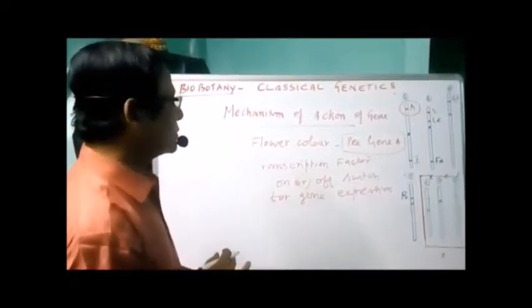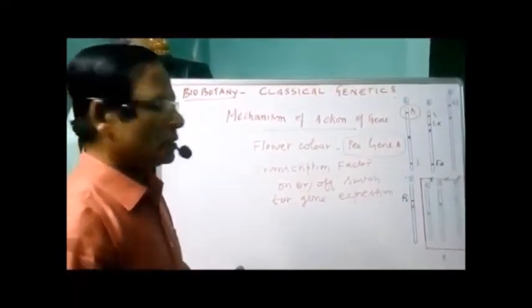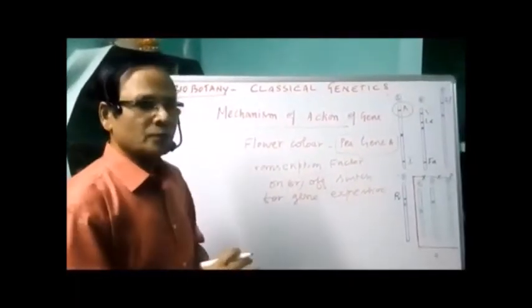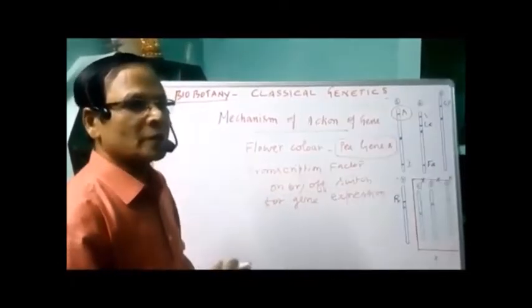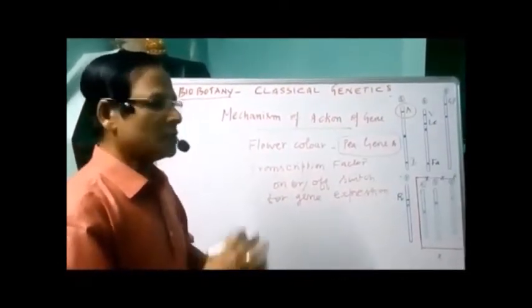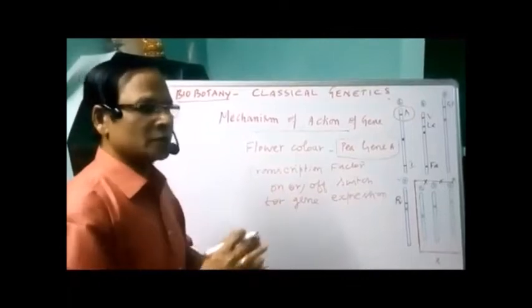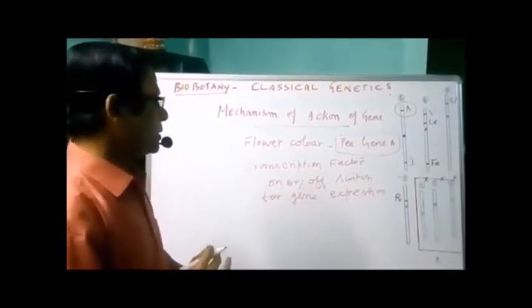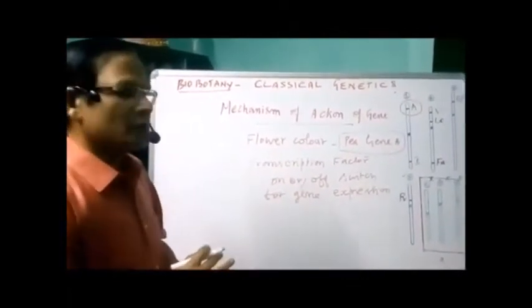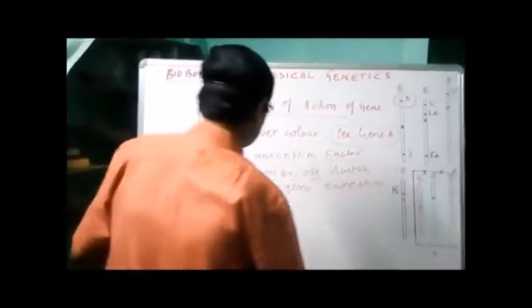But in the case of flowers which are white in color, though they have the gene, there is no accumulation of anthocyanin pigments. This is because of the presence of a recessive gene or a mutant gene. Now I will show that with a specific picture.